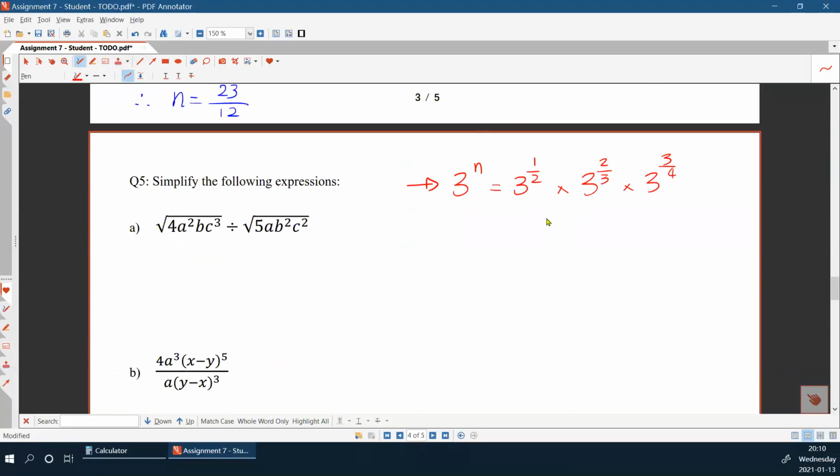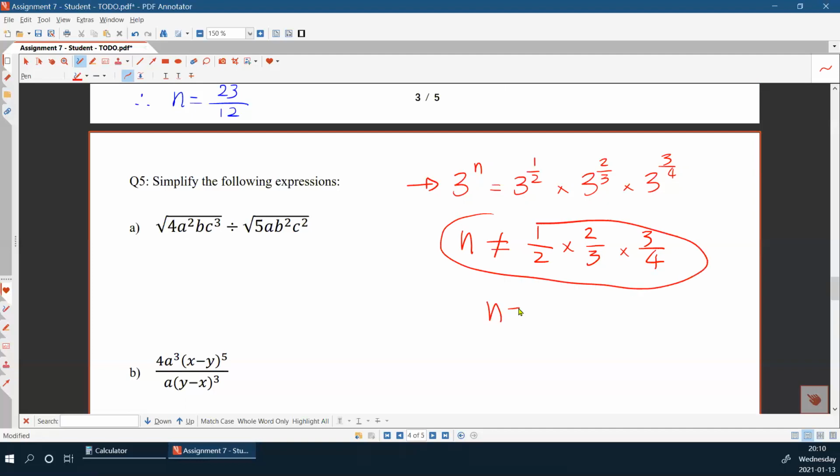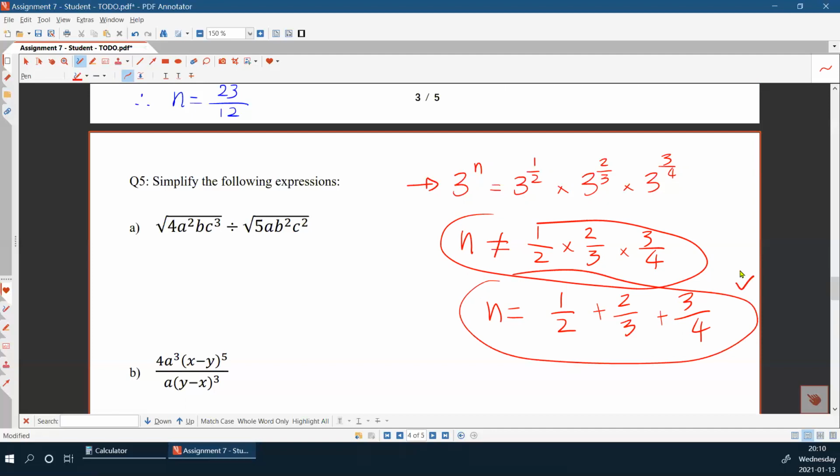Okay, so n is not. This is not correct. N here should be equal to the sum of these three terms, okay? This one is correct. Okay. Please write this down in your error book.